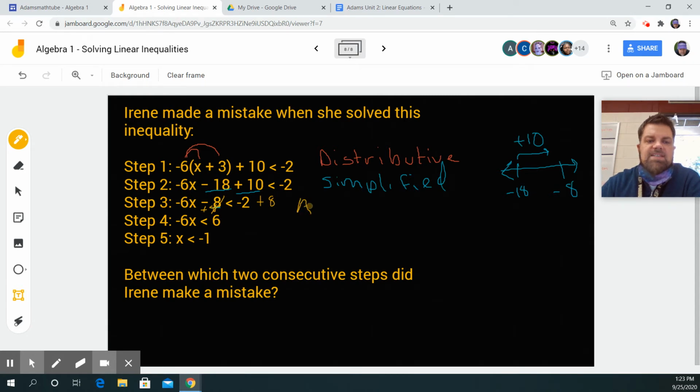So first of all, that's the additive property. And it's not of equality. I mean, it is, but we would say the addition property. And then right here, what do we do next? Well, we divide by -6, right? Okay. So that's the division property.